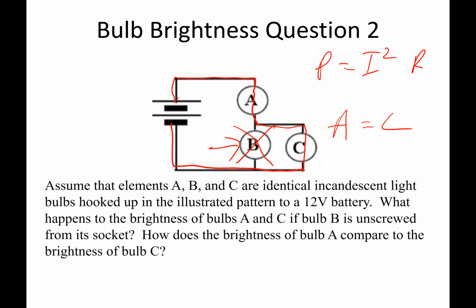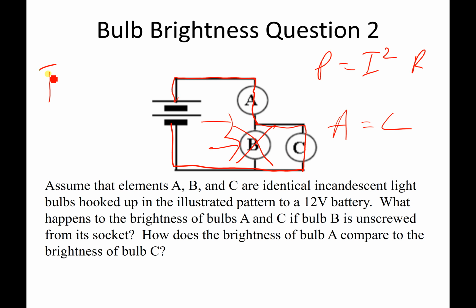Now, the other thing we want to know, what happens to the brightnesses of the two bulbs? And there's several ways we could think about that. The first thing, we had a parallel portion of the circuit. Remember that when you add parallel branches, you actually decrease the total or equivalent resistance. So when we take away a branch, that means that our total resistance of our circuit, our equivalent resistance, is going to increase. So the circuit without B has more resistance than the circuit with B.